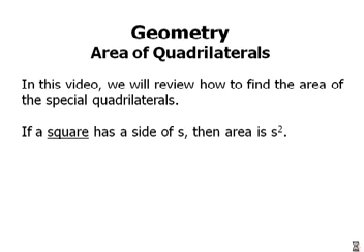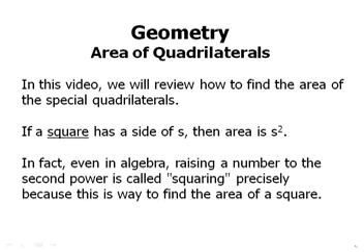So first of all, the most special quadrilateral is a square. If a square has a side of S, then the area is simply S squared. In fact, even in algebra, raising a number to the second power is called squaring, precisely because this is the way to find the area of a square. So the word we use in algebra actually comes from the basic geometric fact.